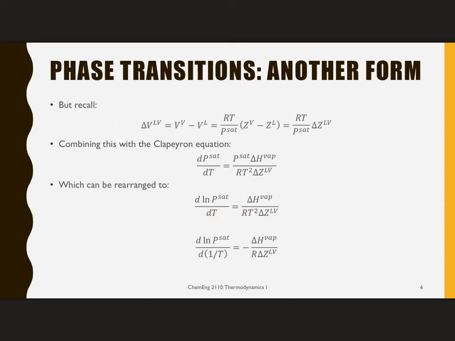I've got dT and I've got T squared over here. So if I bring this to this side, dT over T squared is the same as the differential of 1 over T. So now I can say that the derivative of the log of P vap over the derivative of 1 over T is negative delta H of vaporization divided by R times delta Z for my phase change. Okay? I haven't done anything here except play with some algebra and some calculus definitions.